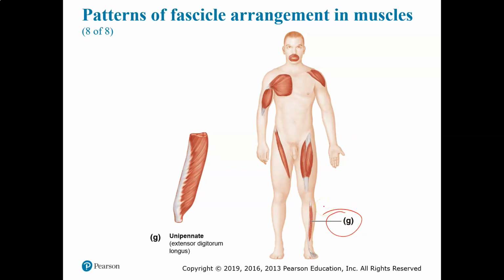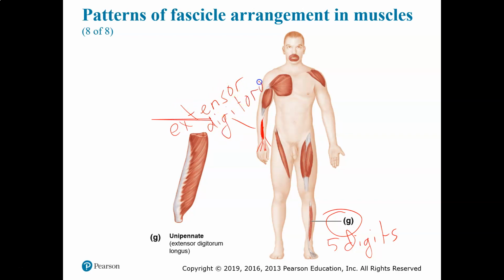And actually, I apologize. It is 5 digits, but this is actually for the toes. There is an extensor digitorum in the forearm that has 5, but it's not longus. That's how you can keep them distinguished from each other. In the forearm, it's called just the extensor digitorum, and it is also pinnate. And then the extensor digitorum longus is in the lower leg.